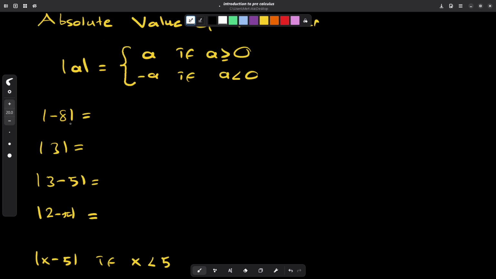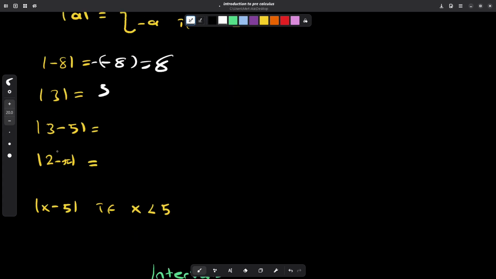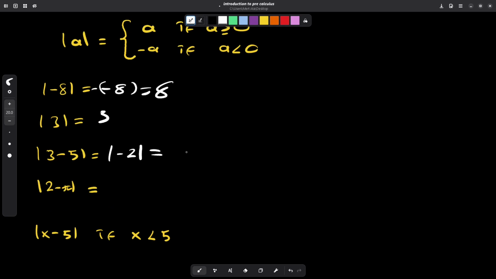Negative 8, for example. This is less than 0, right? So it's negative 8, and there's a minus sign in front of it, so this is 8. 3 is greater than 0, so it can come out as 3. All right, |3 minus 5|. This is equal to the absolute value of negative 2, but this is less than 0, therefore negative. Multiply the minus signs, this is 2.